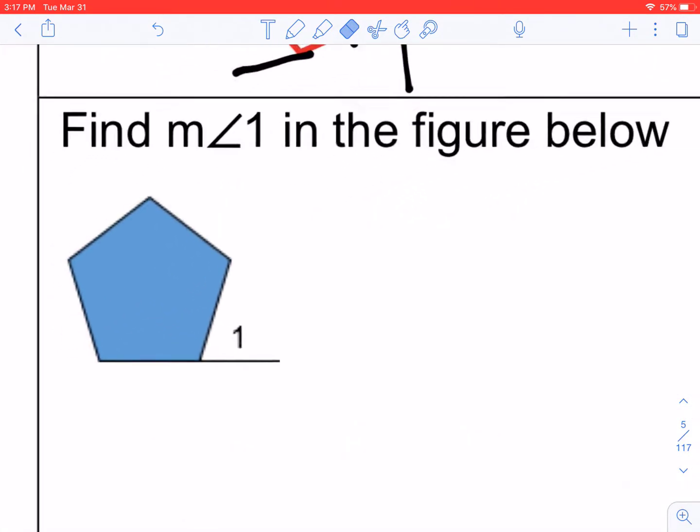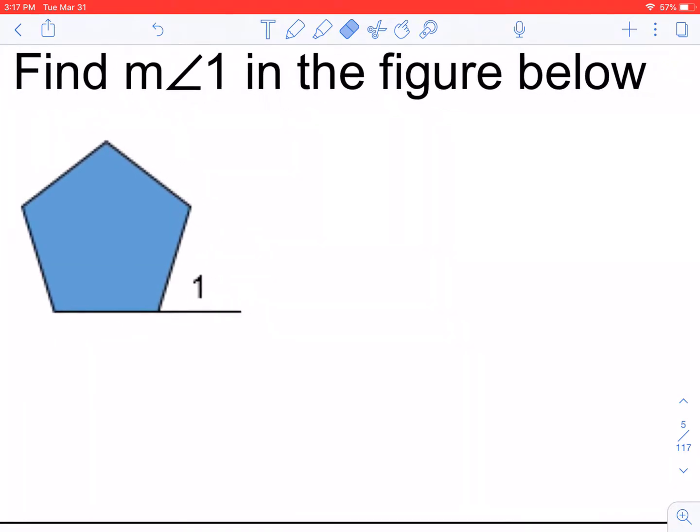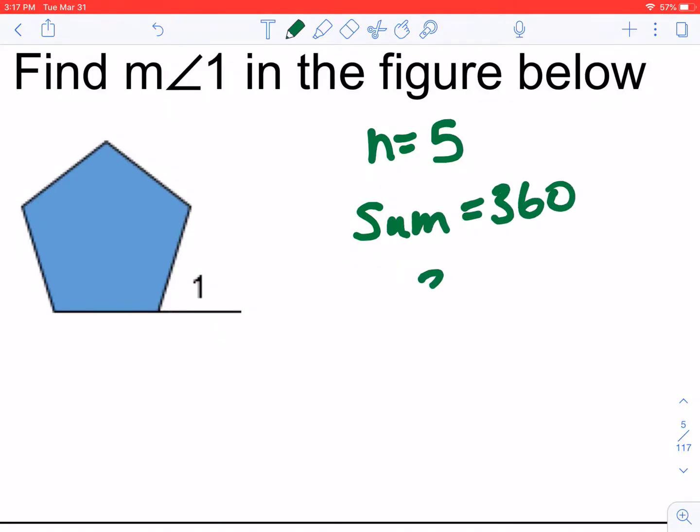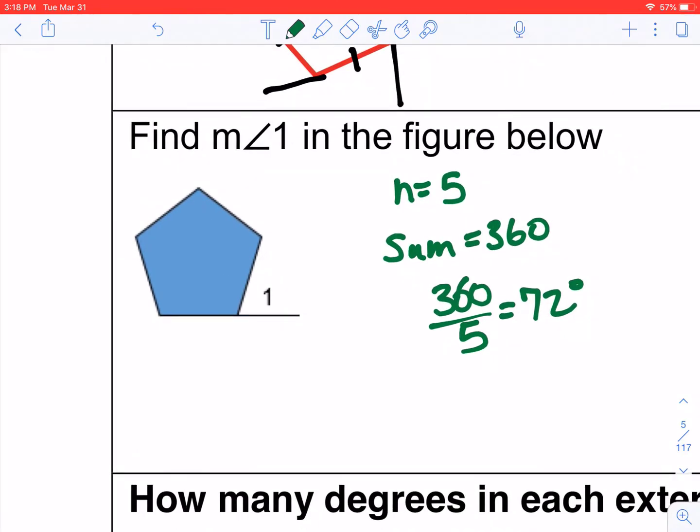Here we have a pentagon, and it says find the exterior angle. Looks impossible because there's no numbers, but again, because it's a pentagon, that means we've got 5 sides. So n is 5. And we know the sum is 360 because we're dealing with exterior angles. So 360 divided by 5 is 72. Okay, simple enough.